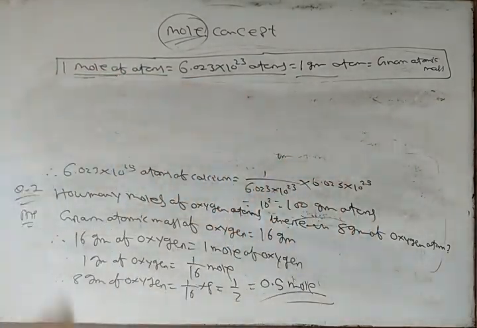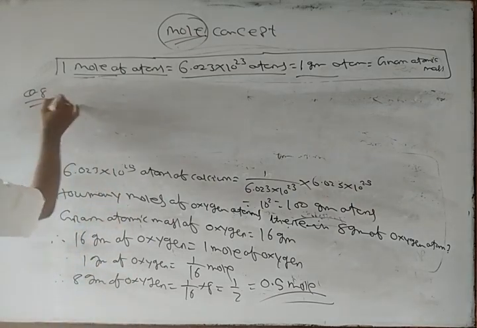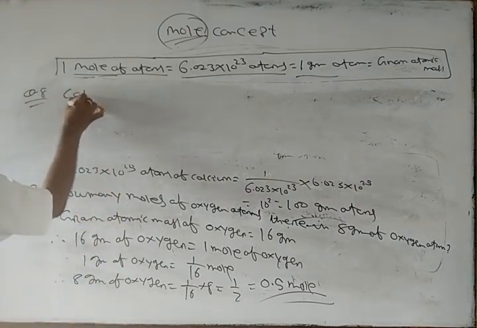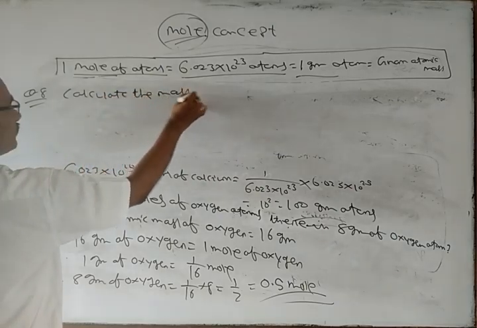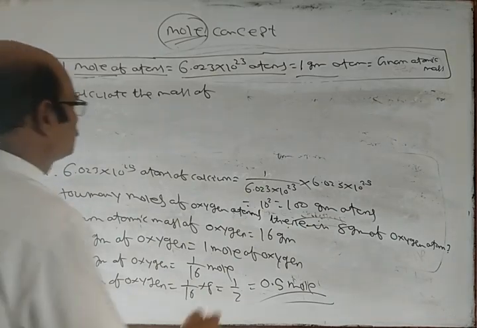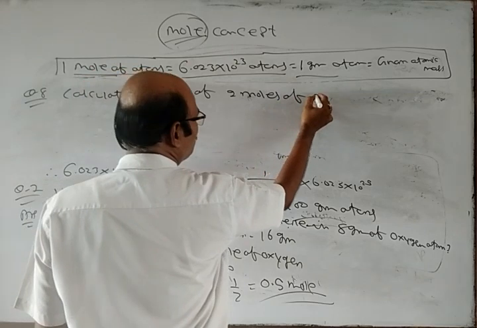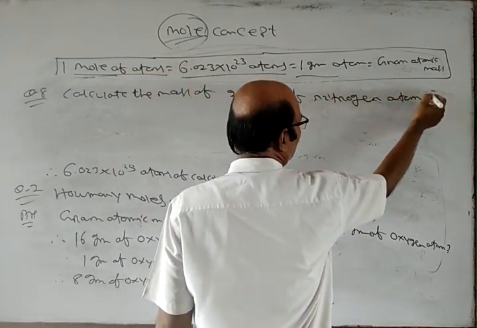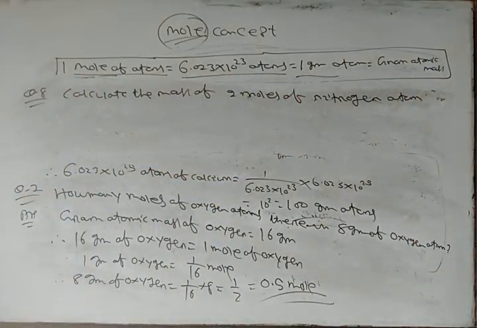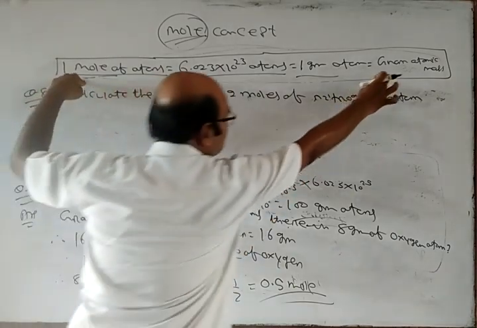Now see, for 8. Now calculate the mass of 2 moles of nitrogen atom. See, mole into atomic mass. Okay, so mole into mass is what?